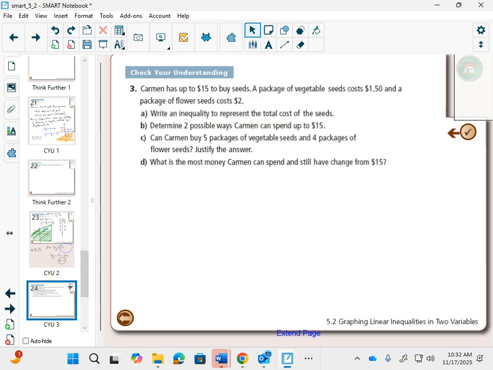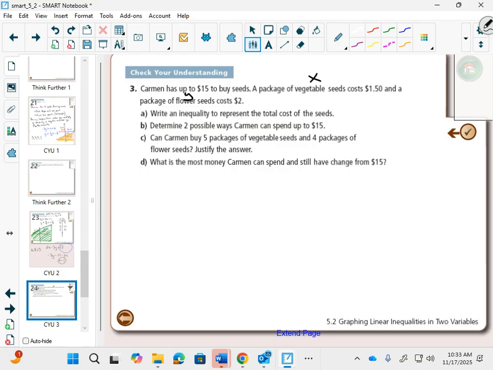Okay? So, first of all, we can write an inequality. We can choose a variable for each thing. Sometimes people like using x's and y's. Sometimes people choose different variables, like v for vegetable and f for flower. I'm going to just stick with x and y. I'm going to make vegetables x and flowers y. Okay?